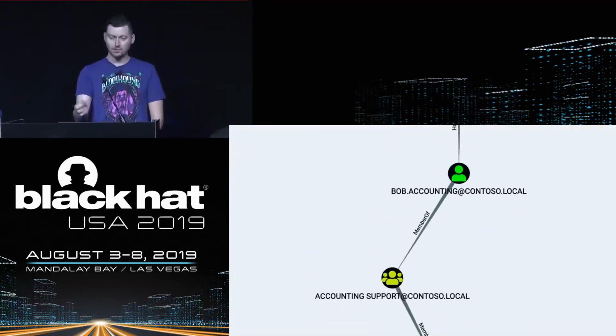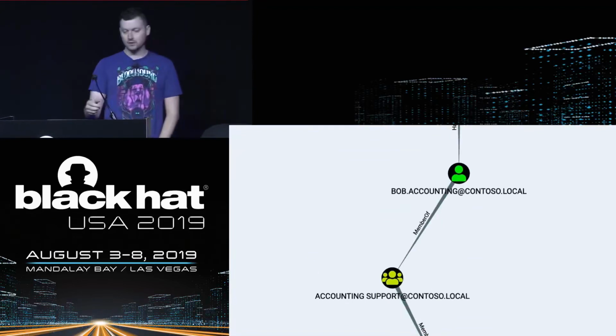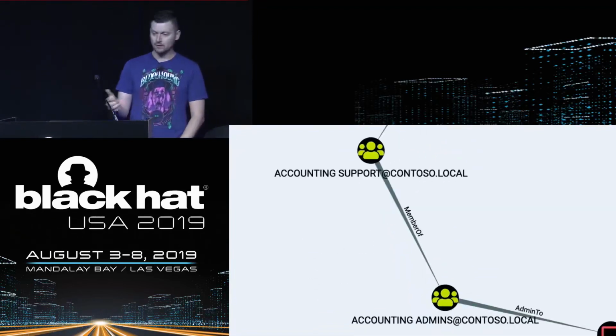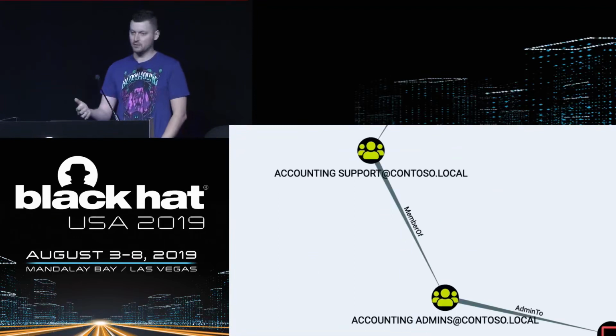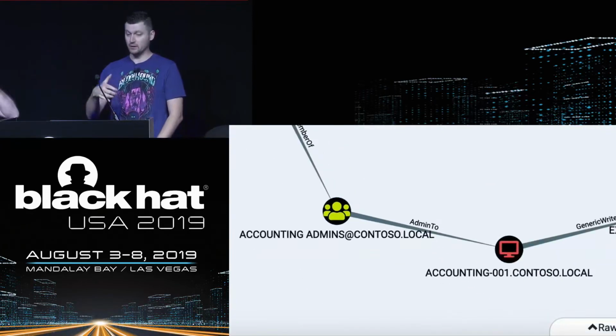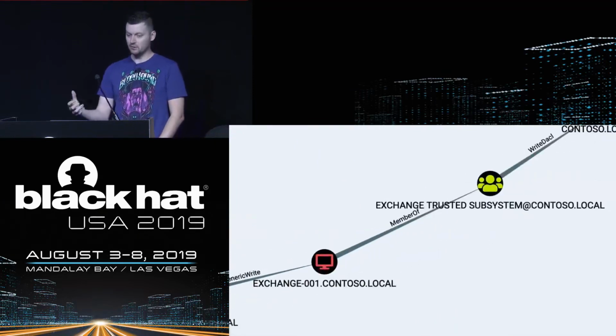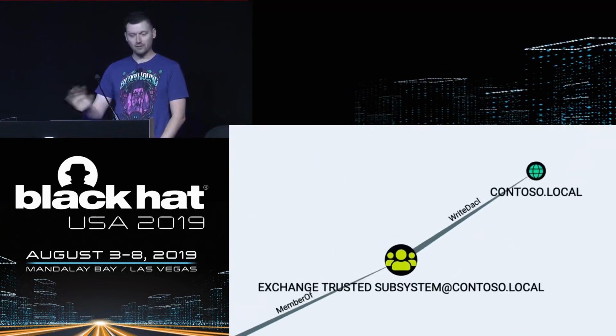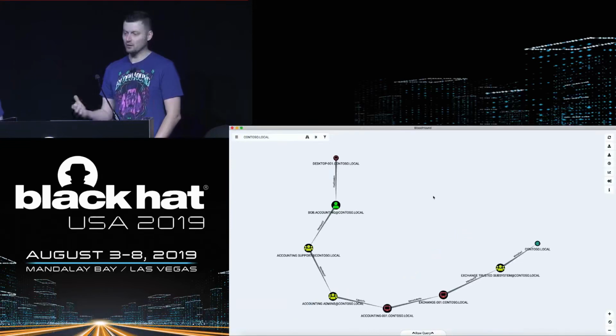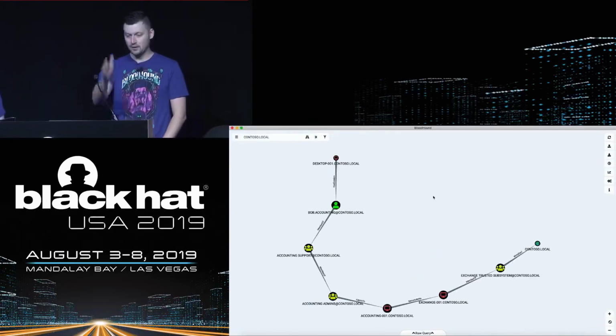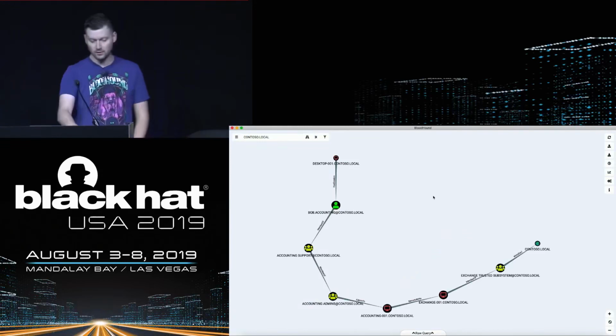It has a session for Bob accounting. That user belongs to this group called accounting support. Accounting support belongs to accounting admins. So through security group delegation, accounting admins has admin rights to accounting 001, and so does Bob. This computer in accounting has generic rights over an Exchange system, which belongs to the Exchange Trusted Subsystem group in AD. Our favorite AD group. That group has tons and tons of privileges, including WriteDACL on the domain head. So we're going to execute this attack path in these video demos.